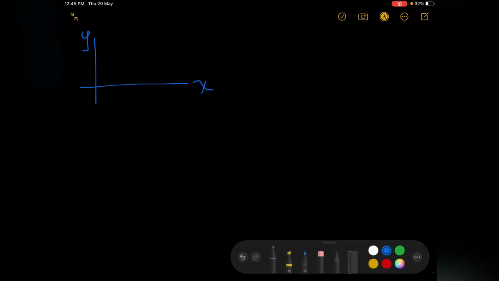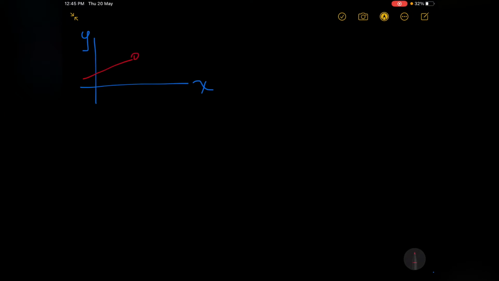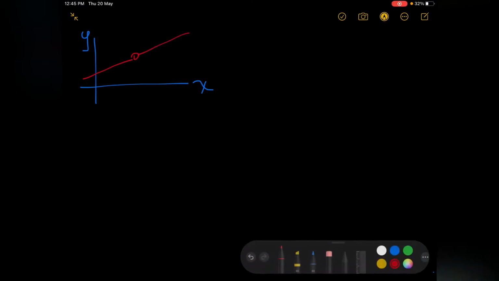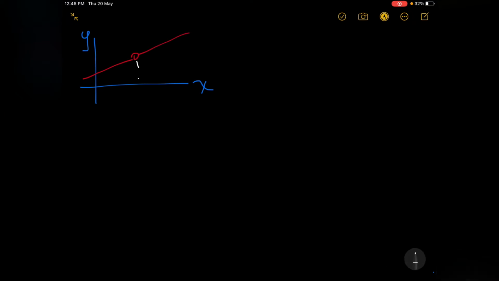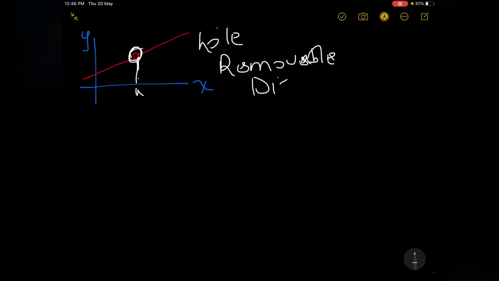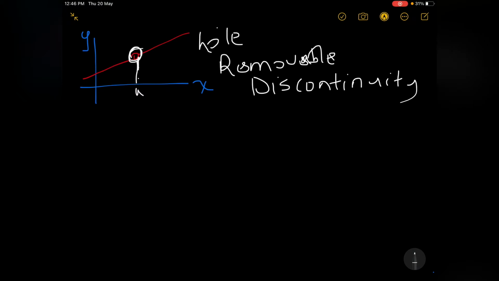Now, if I have this function here, where this is my x-axis, this is my y-axis, and this is my function. At this point, a, we can see that there's a hole in the function. So we say that this is a hole discontinuity or a removable discontinuity.